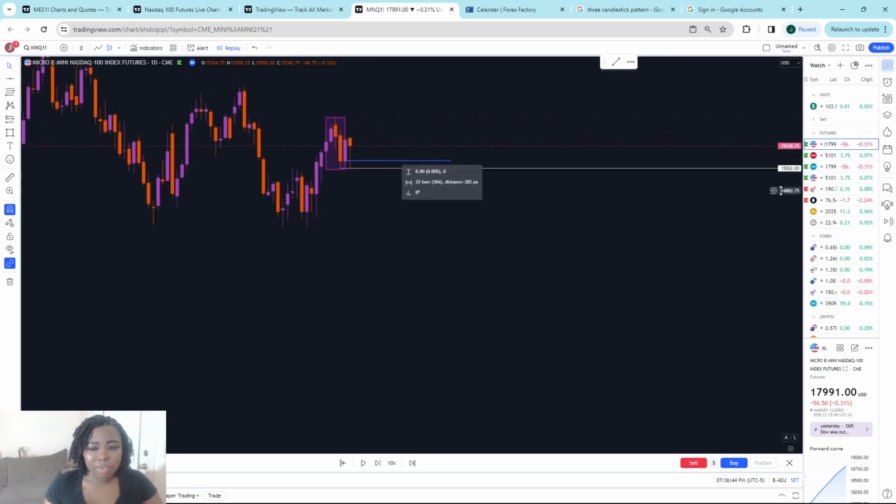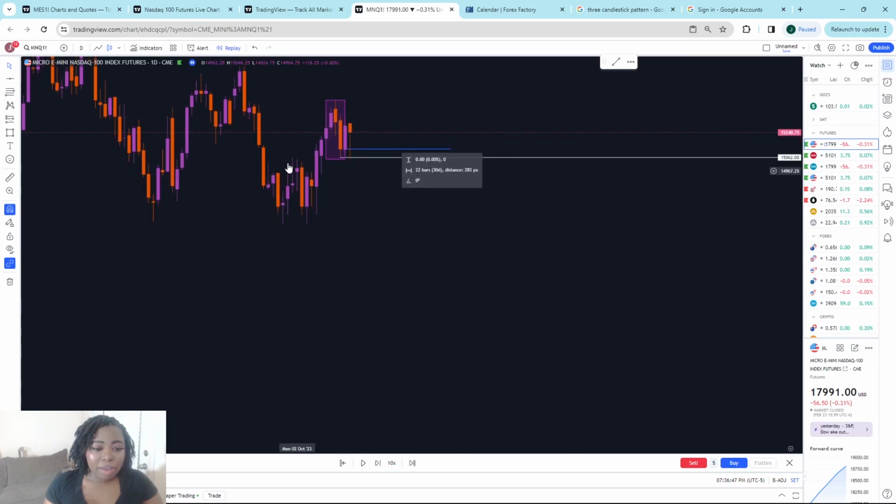And so I already have that marked out. And the reason why I have that marked out is because for me, that could potentially be a draw on liquidity. It could be an area where price could go to mitigate or to take out liquidity, or just overall, like I said, where price could be drawn to. Again, this doesn't happen 100% of the time, but like I had mentioned before, this strategy has worked a lot for me.